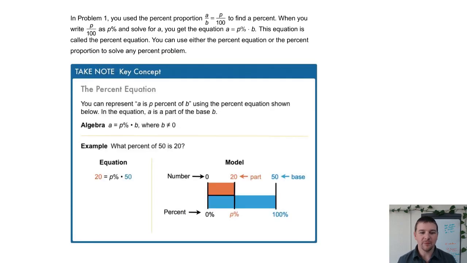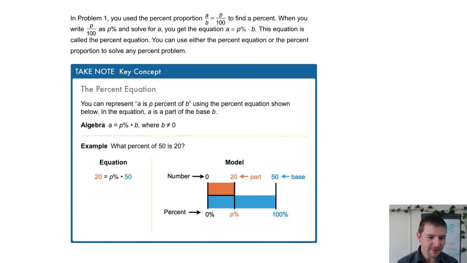Next up, in problem 1, you use the percent proportion, A over B equals P over 100, to find a percent. When you write P over 100 as P percent, you solve for A. That's what we just practiced. You get the equation A equals P percent times B. This equation is called the percent equation. You can use either the percent equation or the percent proportion to solve any percent problem. It just comes down to plugging in the values that you know in the correct place.